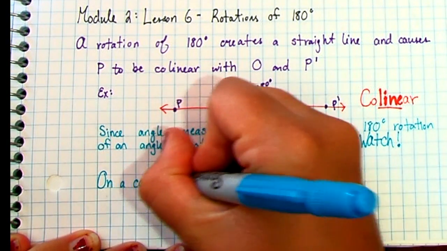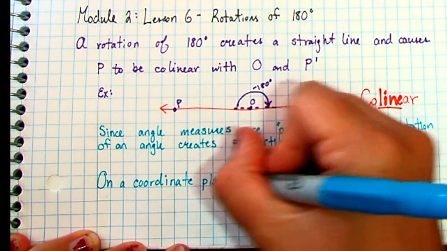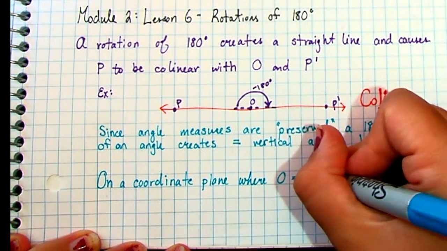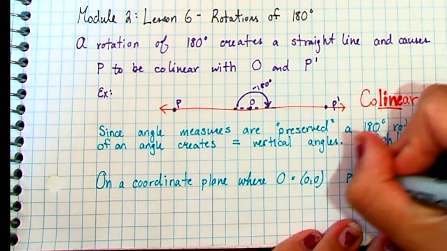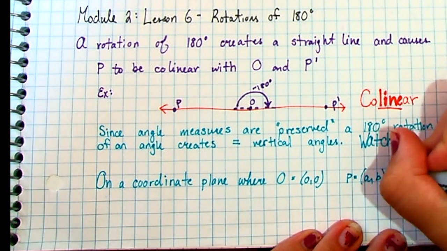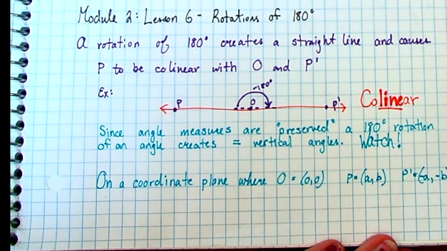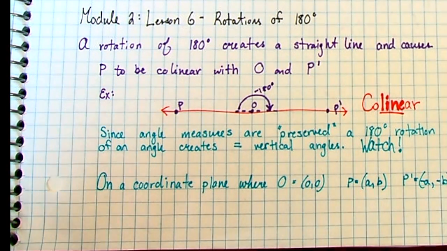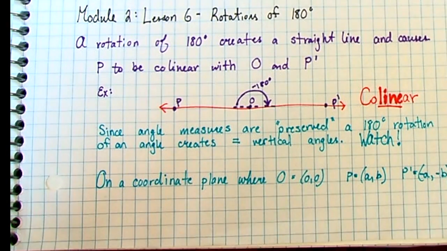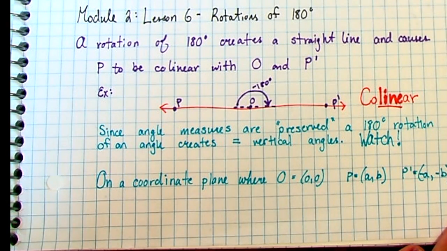Another interesting thing about 180-degree rotations is that on a coordinate plane where my center O is equal to the origin, the point (0, 0), when P is point (a, b), P prime is the opposite of a and the opposite of b. So this may look like negative signs, but right now they're actually standing for a notation which is the opposite. And I'll show you another example of that.